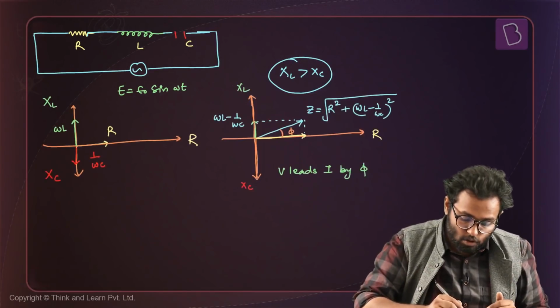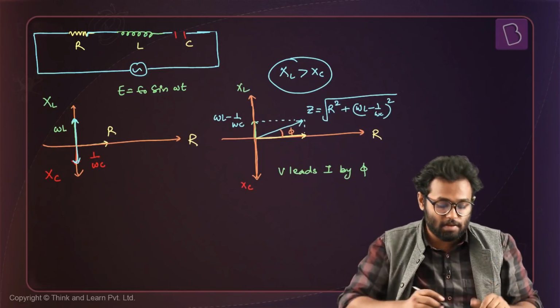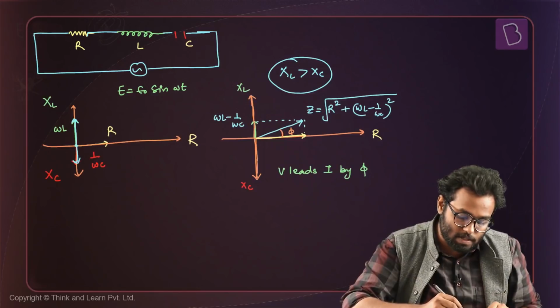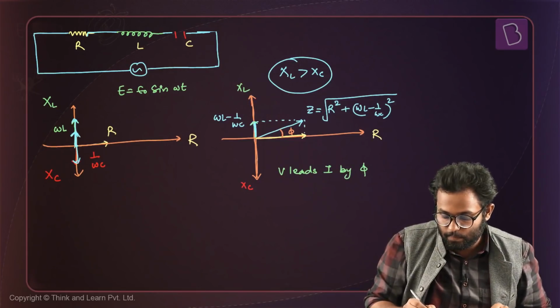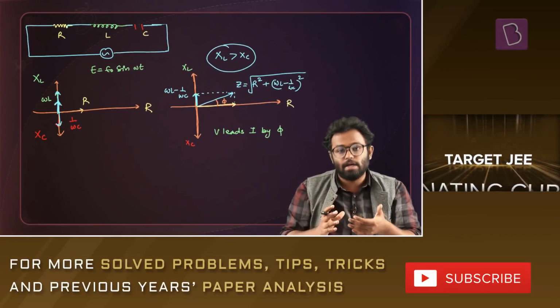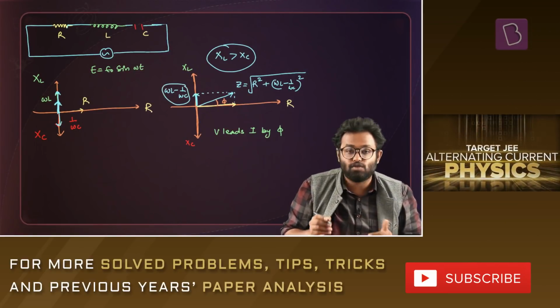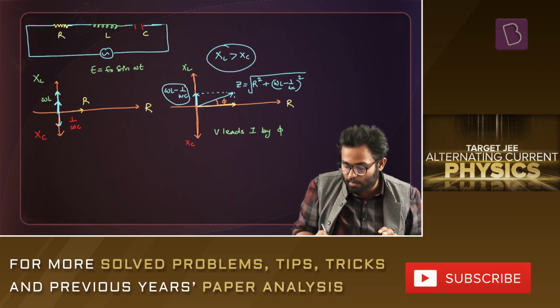Now you see XL is over here and XC is over here, right? If I say XL is more than XC, it means that the net resultant of these two would come on the upper side, on the positive Y side, like this here. It means that the inductor has an advantage in this circuit over the capacitor. And the net reactance of them together is omega L minus 1 by omega C. And here is your R, right?